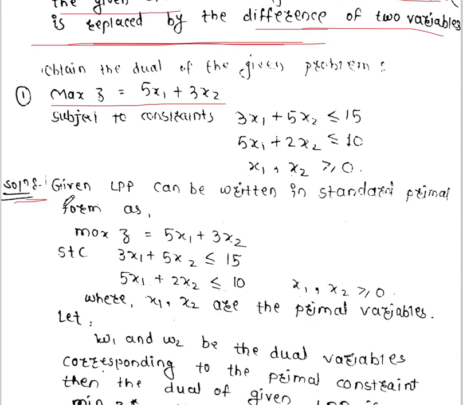Write down the given LPP in standard primal form. First we have to find out the primal form. Given problem is maximization type, and both signs are less than equal to, and hence we can say that the given LPP is in the primal standard form, where x1, x2 are called the primal variables.